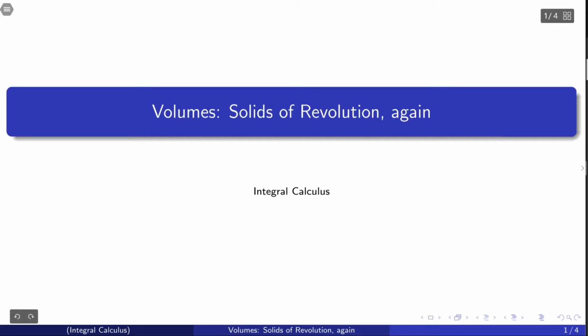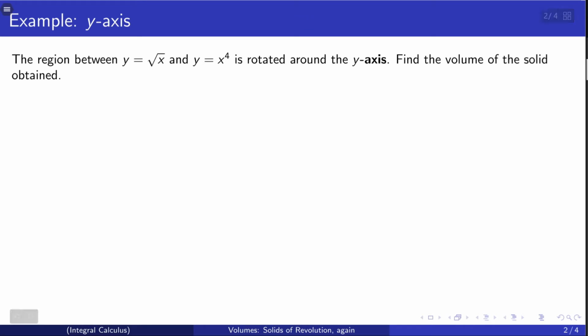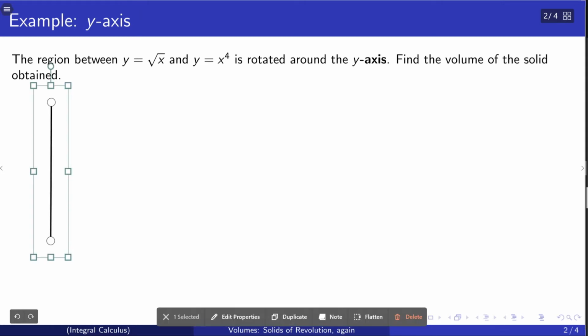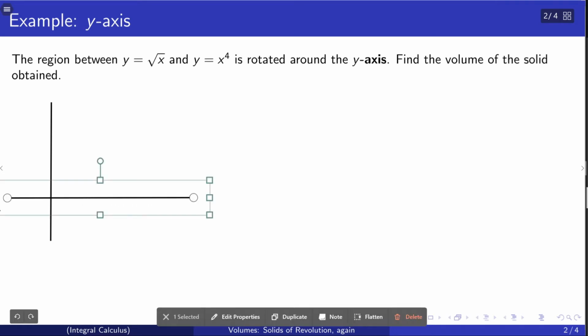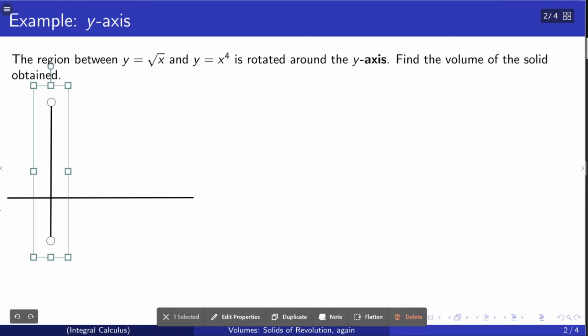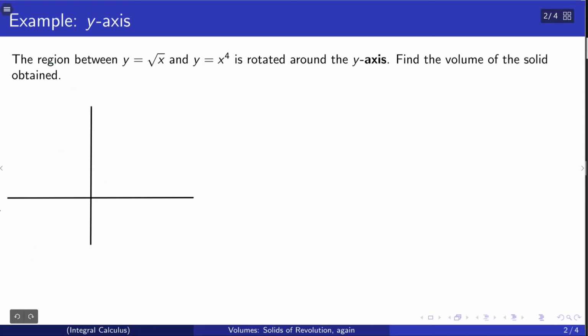Okay, so let's look at a couple more examples of computing volumes of solids of revolution, where your axis of rotation is some other line other than the x-axis. So consider this example. You're given the region between the square root function and y equals x to the fourth power. And you're rotating this not around the x, but around the y axis.